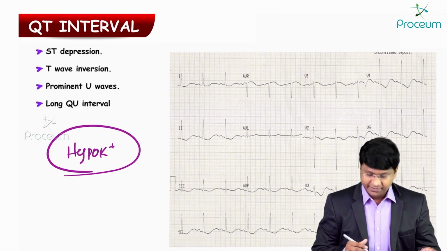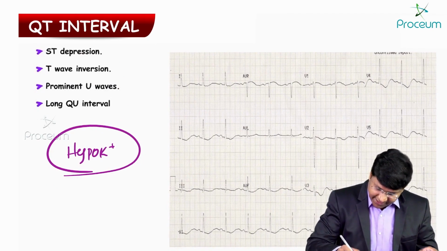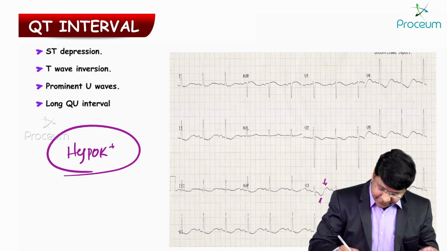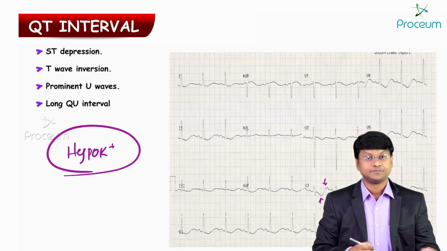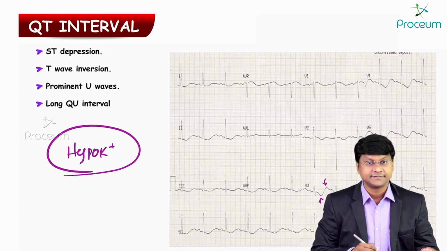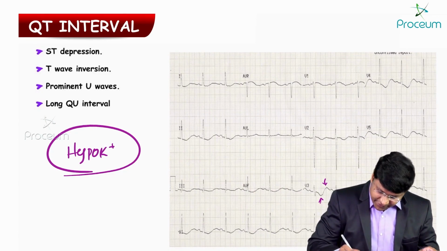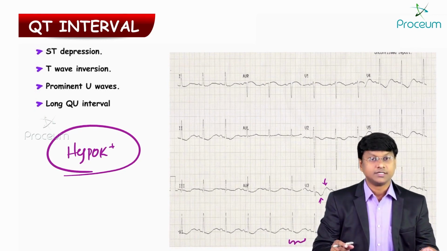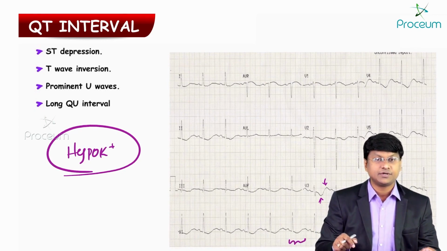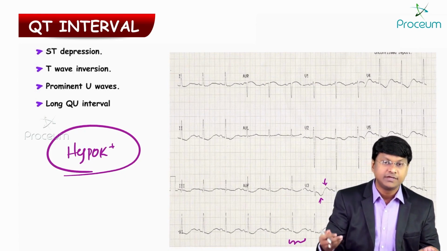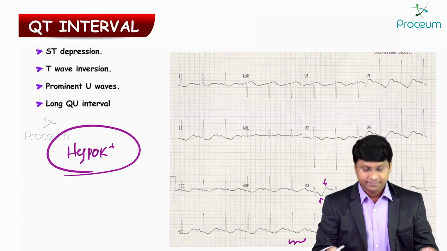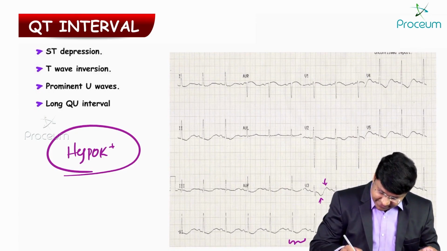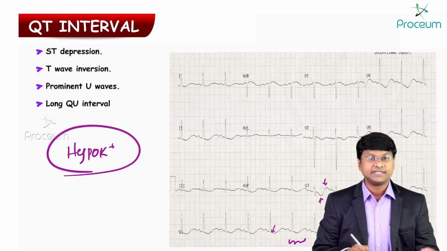So what are you observing here? You see the presence of the U wave. Then the T wave is being inverted. And if you calculate the QT interval, that is prolonged. It is an apparent QT interval because you need to also consider the U wave being fused with the T wave. And you take the ST segment, the ST segment is depressed.